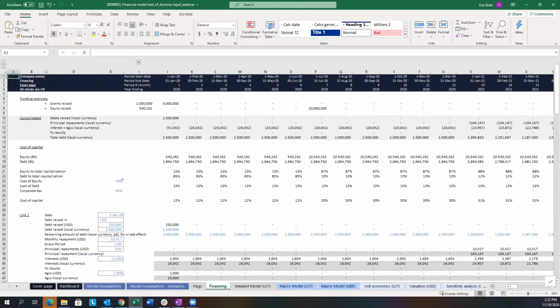And the next one is the financing sheet. So this is really a month-on-month model of the detailed financing scheme, the equity, the grant, and the debt that you're planning to raise. And once you provide the inputs here, it also flows into the detailed model sheet where you have the month-on-month projections. And I'll show you that now.